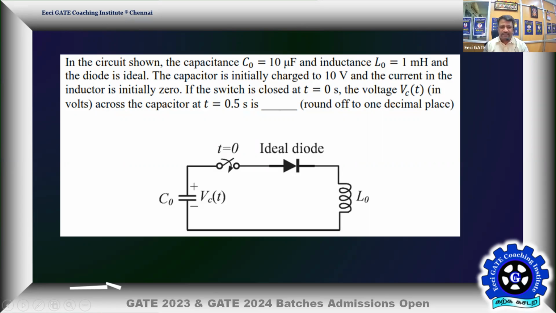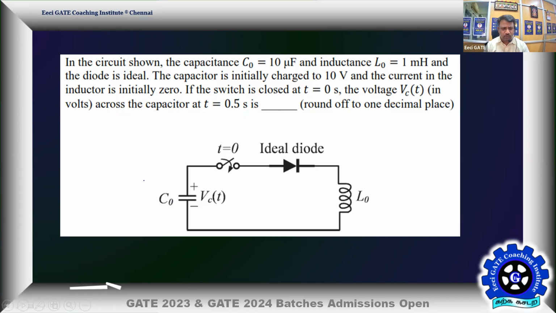In the given circuit, the capacitance C0 is 10 microfarad and the inductance L0 is 1 millihenry, with an ideal diode. The capacitor is initially charged to 10 volt and the current in the inductor is initially 0. That means the capacitor is energized and the inductor has no energy. We are not going to play with the energy, that's just for a better understanding. The energy transfer is going to take place from capacitor to inductor. Remember that, it is going to help us in this problem. The switch is closed at time t equal to 0 second.